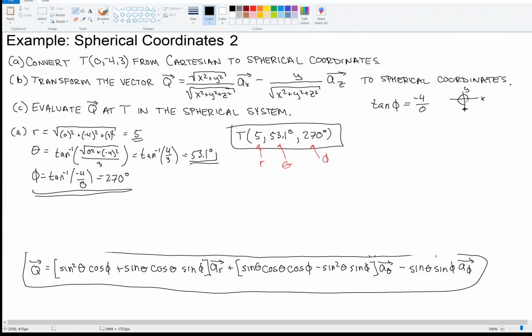270, right? So what is the cosine? Cosine is the x coordinate. So the cosine of phi, right? This is phi. Cosine of phi is equal to, what do you think? 0, right? That's the x coordinate. And sine of phi is the y coordinate. The y coordinate at that angle is negative 1, right? Okay, so we can plug those into our vector field down here.